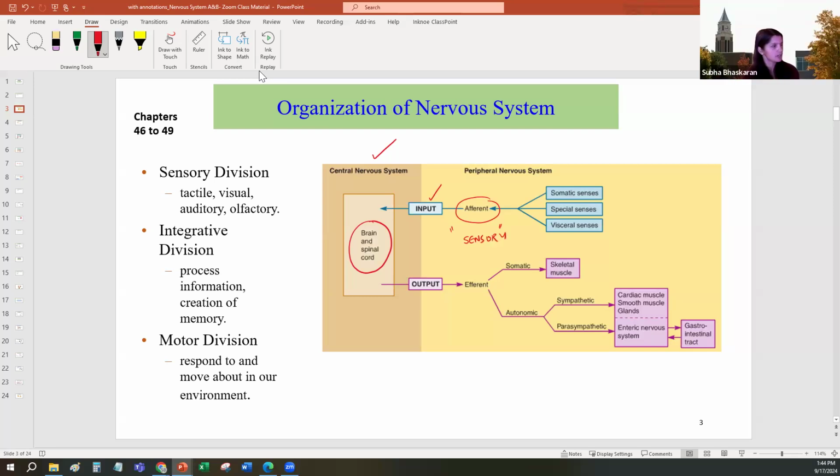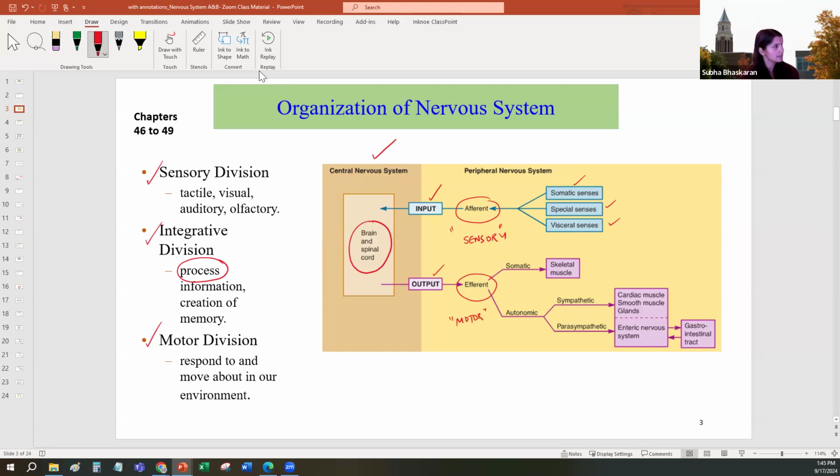Okay. The sensory information is received from somatic senses, skin, skeletal muscle, and special senses, the eyes, the ear, right? In the visceral senses, even from the internal organs, the sensory information can be received by the central nervous system for processing. Okay. And then the processing happens here and it's delivered as output to efferent. So sensory division, then integrative division, processing information, then motor. So efferent is also called motor.